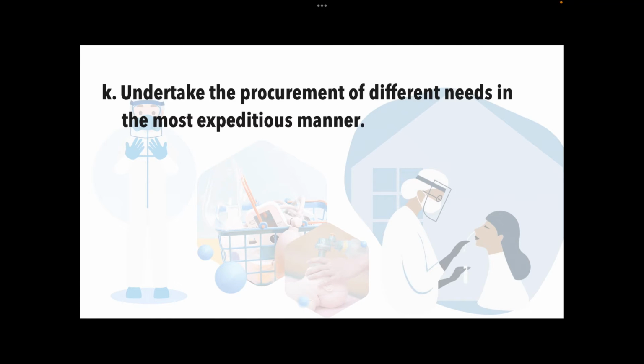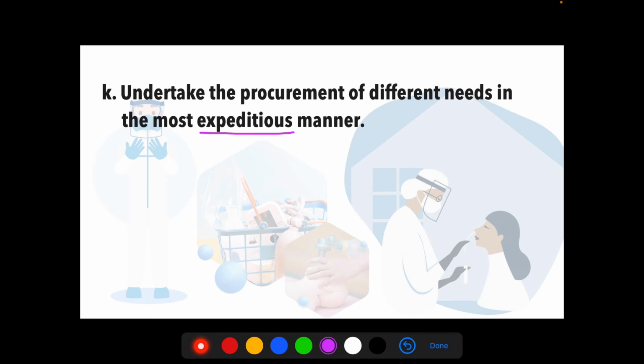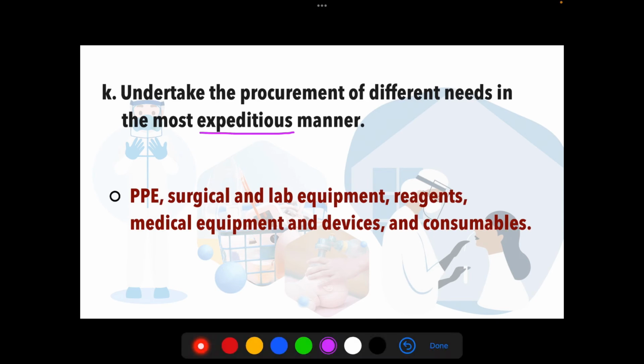Next one, undertake the procurement of different needs in the most expeditious manner. So the procurement of the following goods such as PPEs, which include gloves, gowns, masks, goggles, and face shields. Also, we have here the surgical and lab equipment and also the reagents used in the laboratory. Also, the medical equipment and devices and other consumables. So, when we say consumables, I'm referring to, for example, alcohols, sanitizers, tissues, thermometers, detergent, hand soap, and other cleaning materials like iodine, or the common medicines used for the treatment of patients.